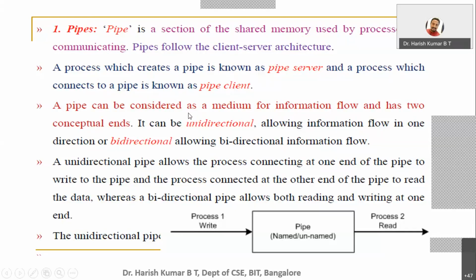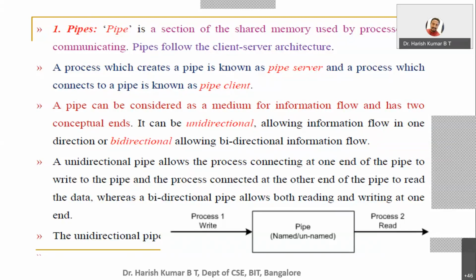Again, you have unnamed pipes and named pipes. An unnamed pipe can also be called an anonymous pipe, so no name is given to the pipe. These unnamed pipes are used for making processes residing within the same system communicate, and they have a parent-child relationship. A pipe is created by the parent process, and this pipe can be used by its child processes to communicate with the parent.